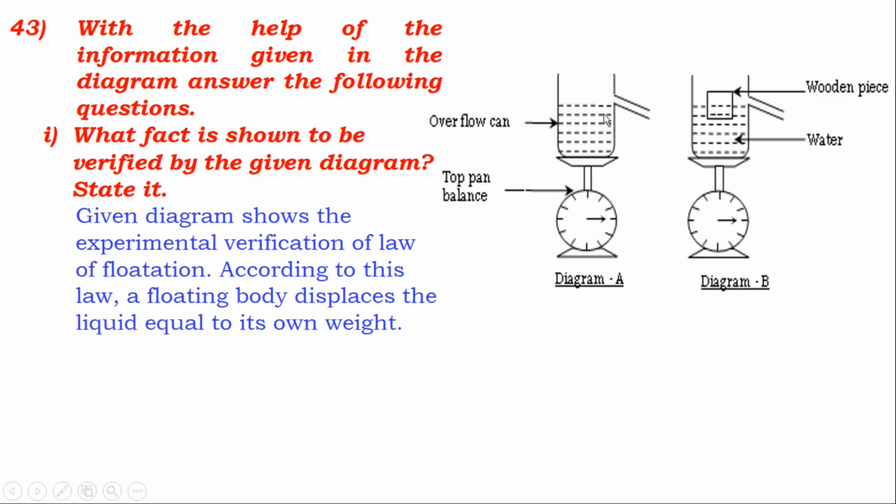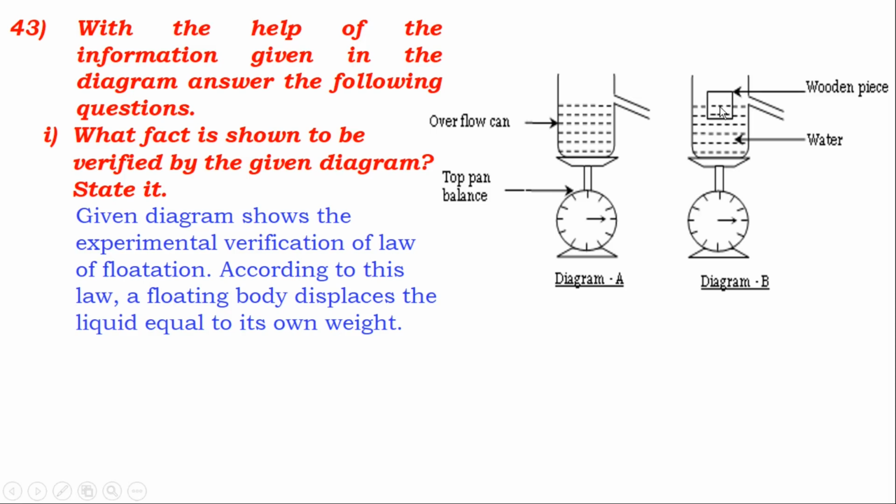Look at this. Here, the combined weight of this overflow can and water is shown. And here, combined weight of not only overflow can and water along with wooden piece is shown. And value of weight is shown to be equal. What does it mean? The extra weight of wooden piece is gone somewhere. How is it possible? Where did it go?